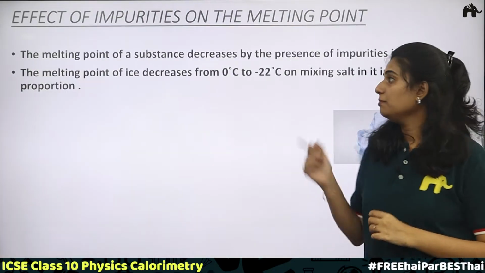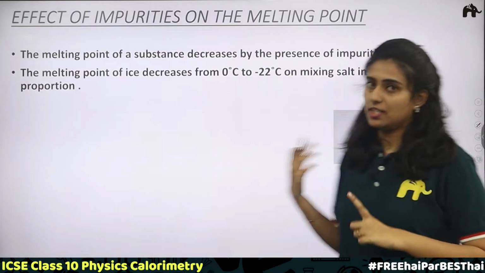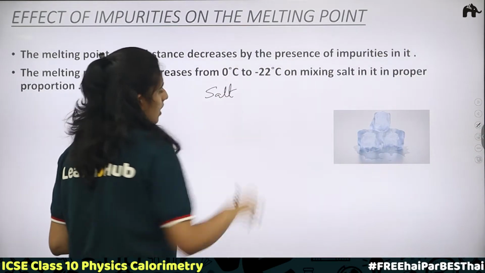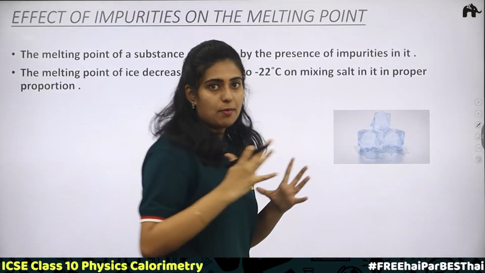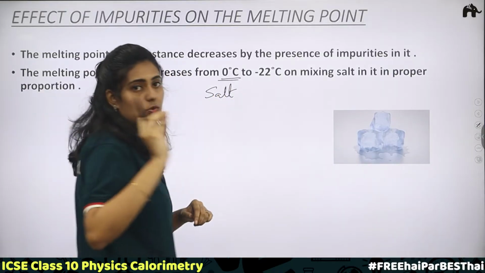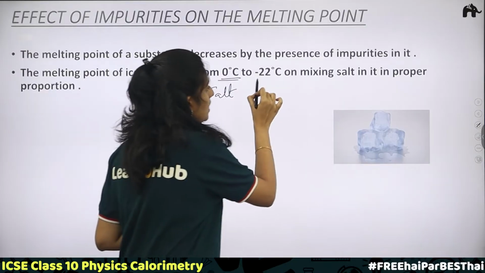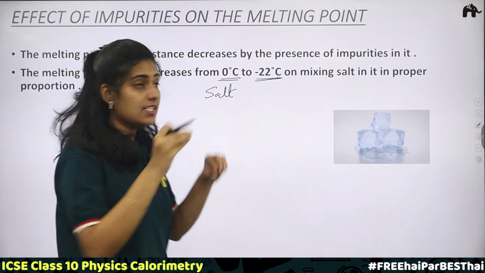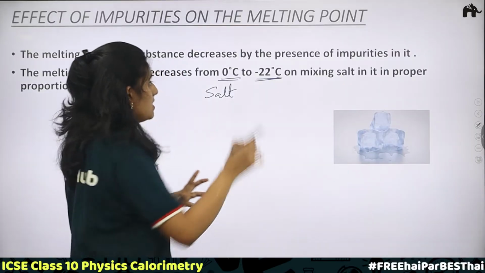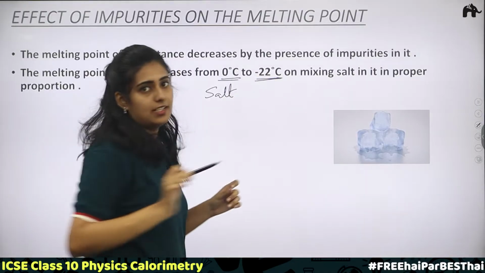Okay. Effect of impurities on the melting point. The melting point of a substance decreases by the presence of impurities in it. For example, when you take the case of salt, salt is an impurity. On adding salt while making ice, the melting point decreases from 0 degrees Celsius. We know that melting point of ice is 0 degrees Celsius. It reduces to minus 22 degrees Celsius. Salt is added in a particular proportion to ice, and from 0 degrees Celsius, which is the normal melting point, it decreases to minus 22 degrees Celsius.